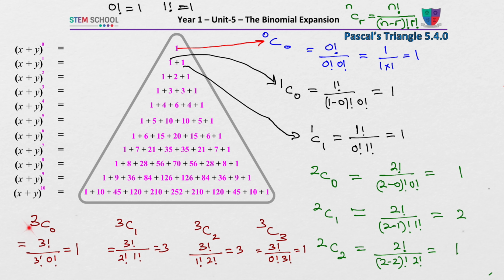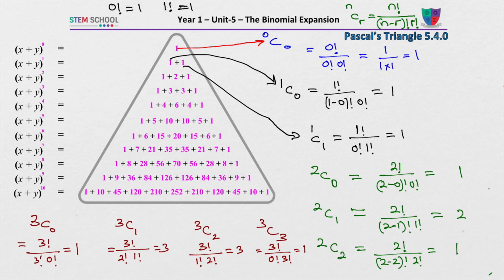So the first one, 3 combination 0, is 3 factorial over 3 minus 0. So that's 3 factorial, 0 factorial. And that's 1, because 3 factorial cancels 3 factorial. 0 factorial is 1, so 1 over 1 is 1. The 3 combination 1 is 3 factorial over 2 factorial, 1 factorial. As you know, 3 minus 1, that's 2 factorial. And you got a 1 factorial here, because r is 1.